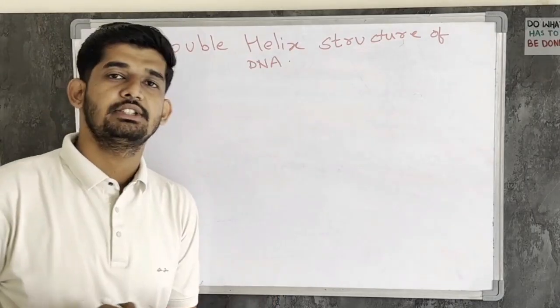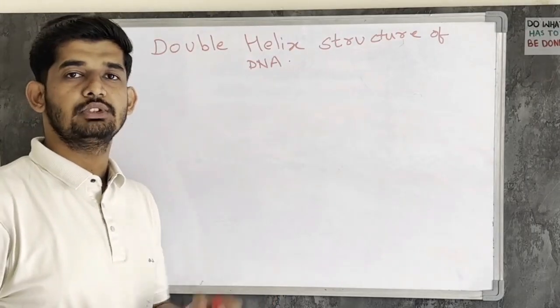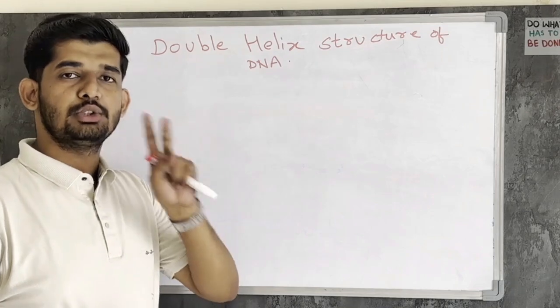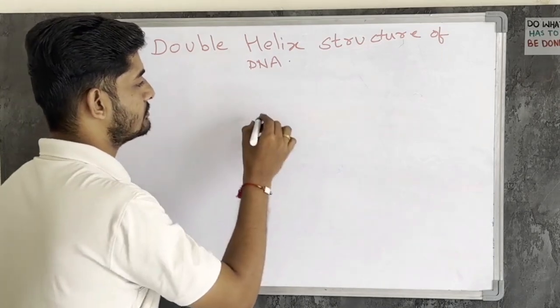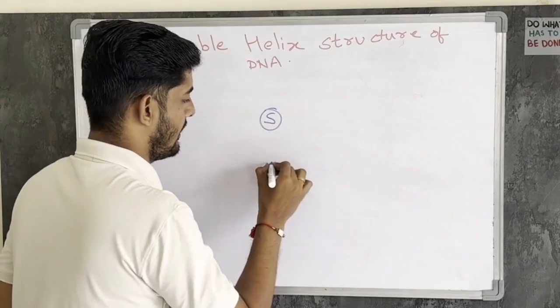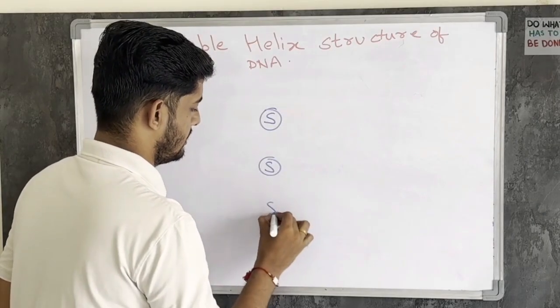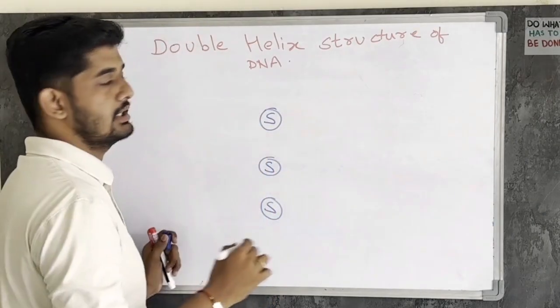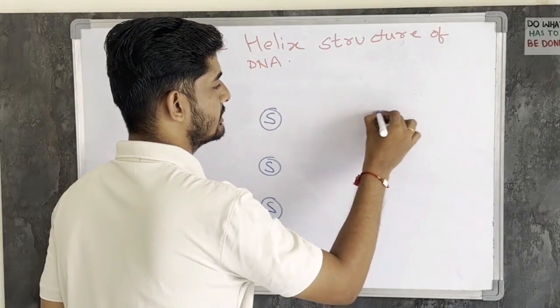The first feature of this double helix model is that DNA is composed of two strands of nucleotides. So now let's draw the strands. This is our first sugar. This is our first strand. Now we will see another strand.